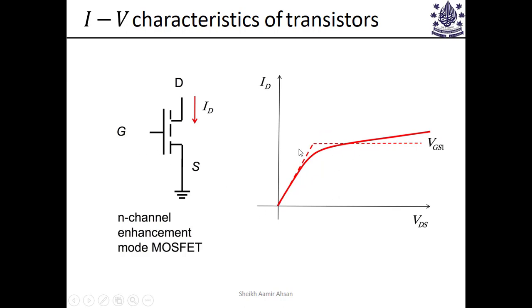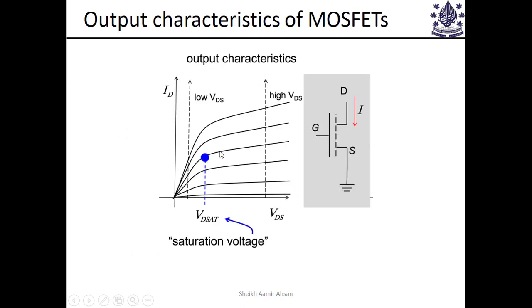If we plot these characteristics for multiple VGS values, then this is what it would look like. We'll have one characteristic here for one VGS. As you increase VGS, you'll have another characteristic. Another VGS will have another different characteristic. You keep on increasing VGS, and you'll get this whole family of curves, a family of characteristics. These are called the output characteristics.